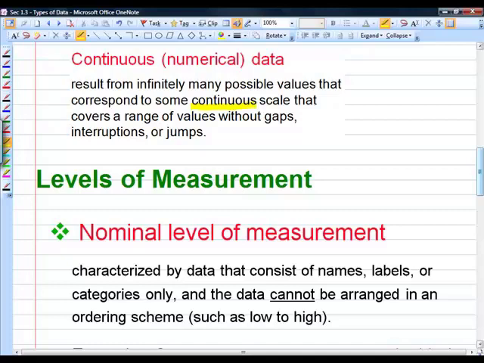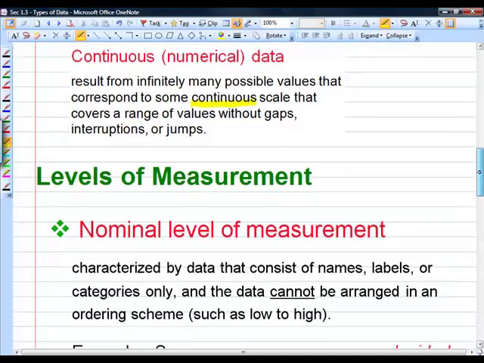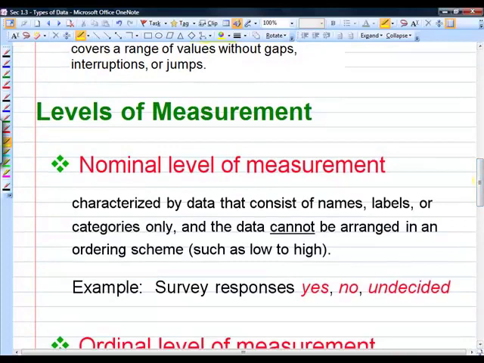If we have numerical data, there are certain levels of measurement, whether or not the data are discrete or continuous. The first, or the lowest, level of measurement would be the nominal level of measurement. This is data that's characterized by consisting of names, labels, or categories only. It doesn't make sense to arrange the data in any ordering scheme such as low to high. So even if we have numbers representing things, those numbers would be categories.